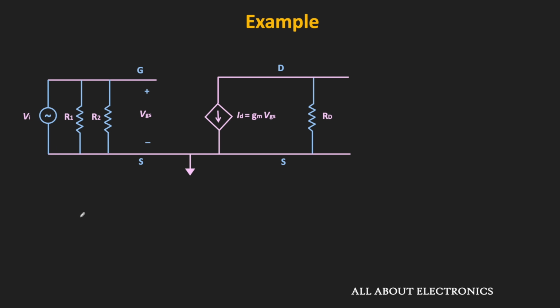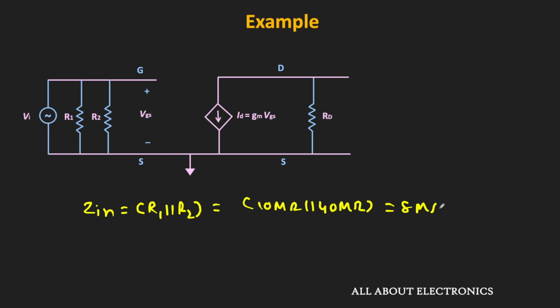As we have seen, in this case, the input impedance is the parallel combination of R1 and R2. That means in this case, it is the parallel combination of this 10 mega ohm resistor and the 40 mega ohm resistor, that is equal to 8 mega ohm. That means the input impedance of this amplifier configuration is equal to 8 mega ohm.